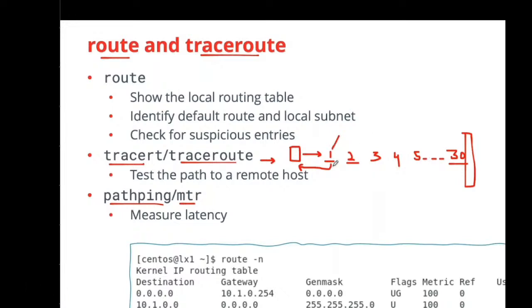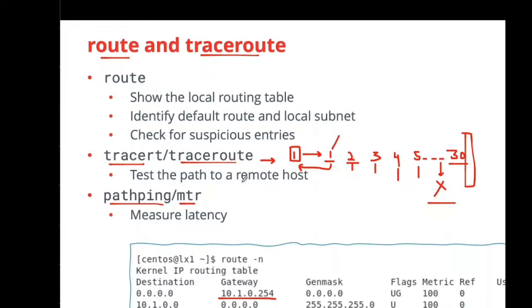TTL value 1, ICMP packet, an ICMP TTL exceeded error will be generated from this IP address. Second, this will generate the same error. This will also generate the same error, and this will also generate the same error, until the specific IP address is reached, is found. In that manner, you will come to know about the exact path between your machine and the XYZ server. Got it?